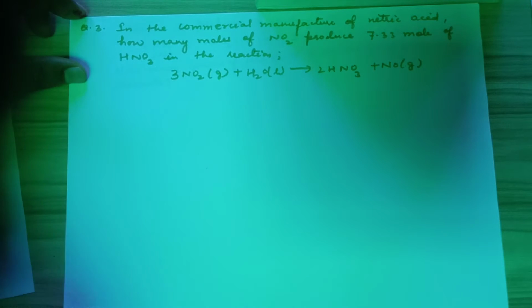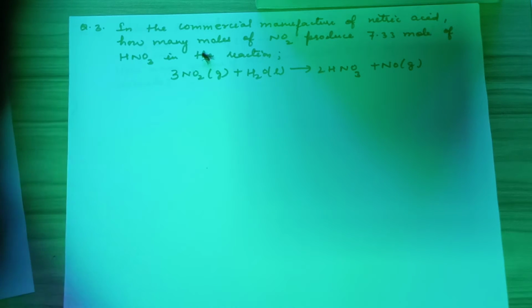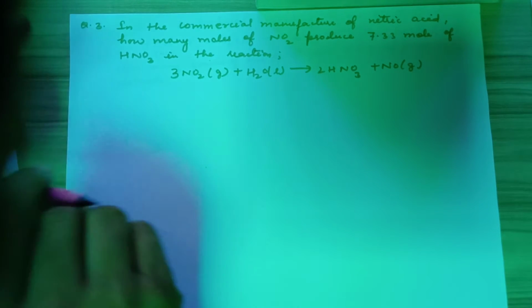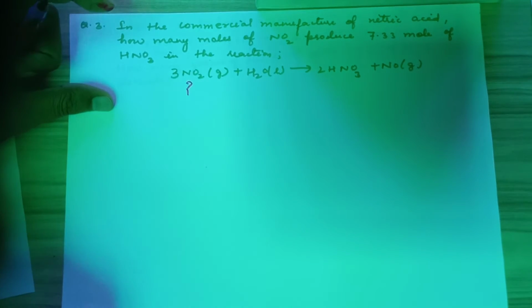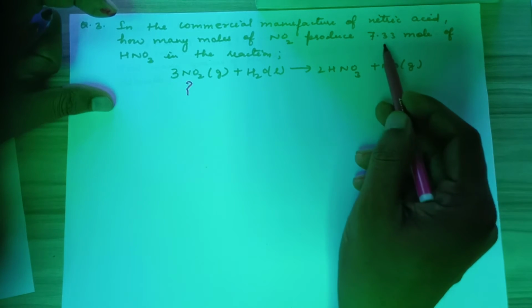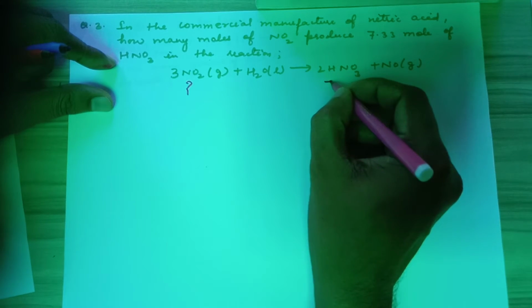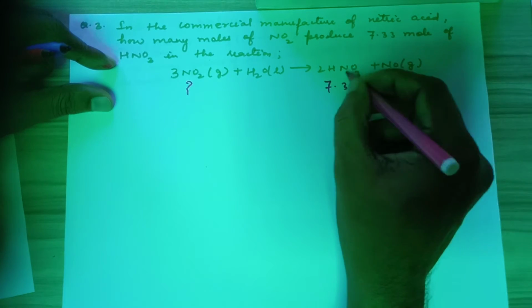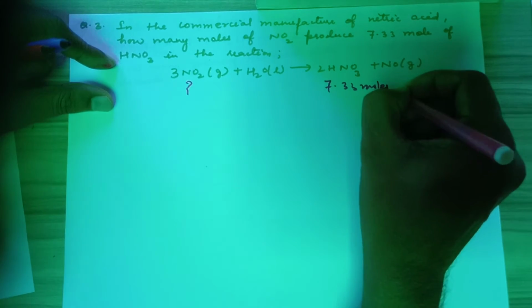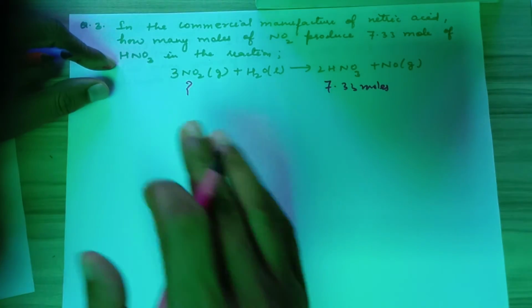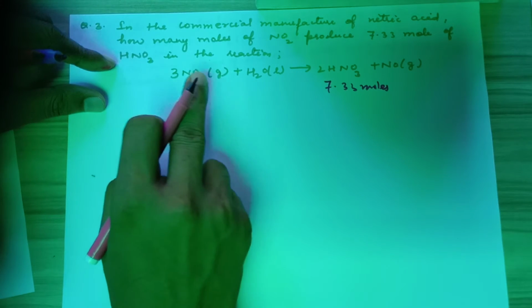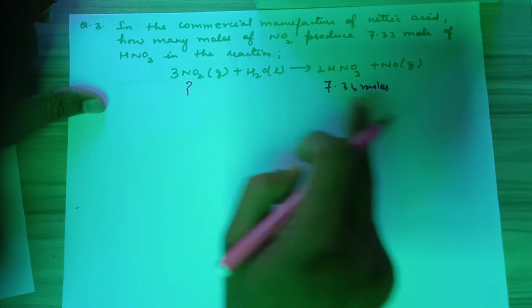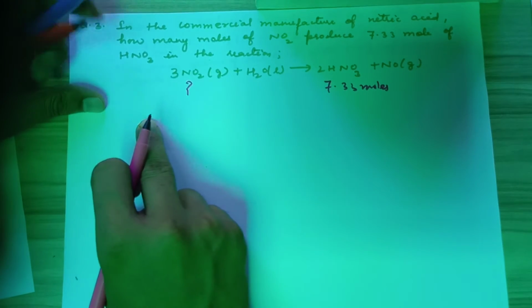In this question, it is given that in the commercial manufacturing of nitric acid, how many moles of NO2 produces 7.33 moles of HNO3 in the reaction? So we have to find number of moles of NO2, and we are given 7.33 moles of HNO3. So the first rule is basic interpretation, that how many moles of what react with what to give what. The NO2 to be found should be on the right hand side, and the given part should be on the left hand side.